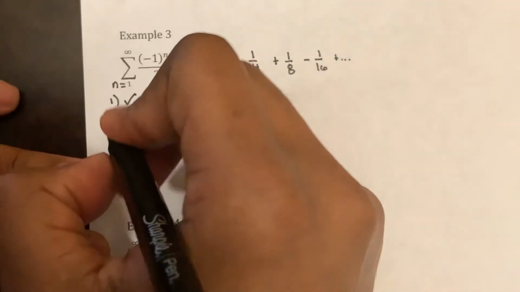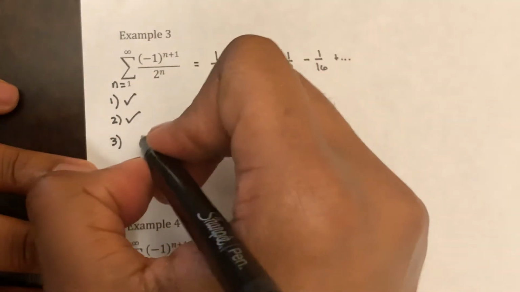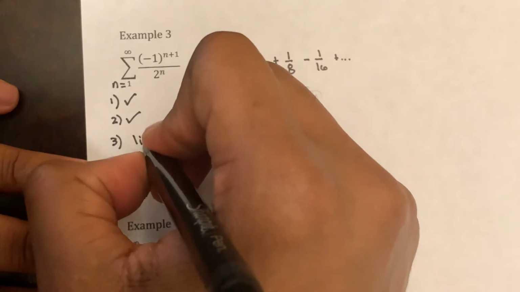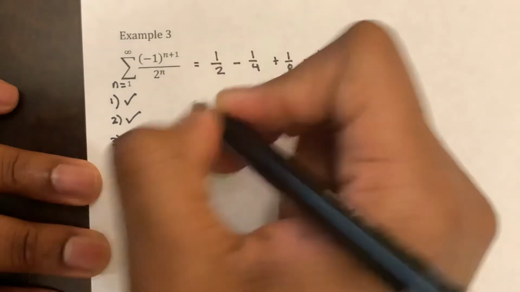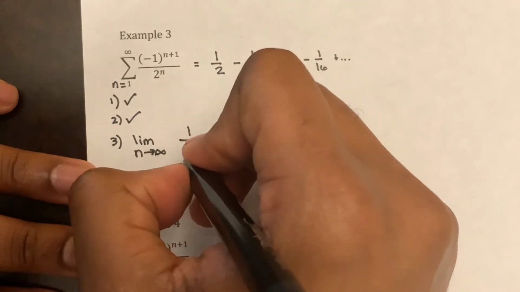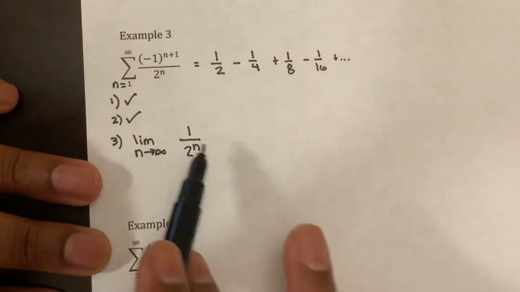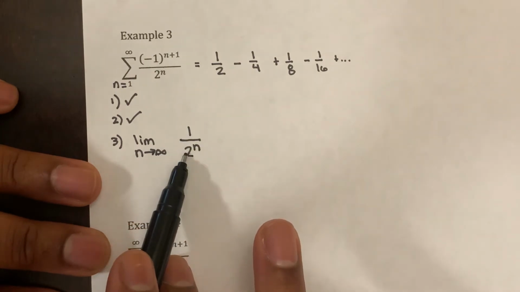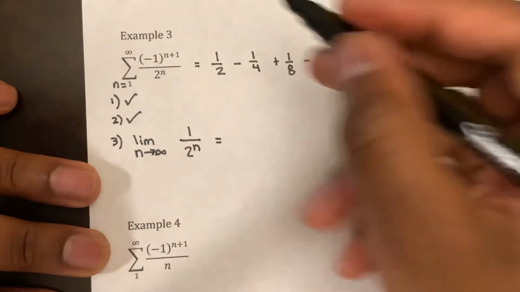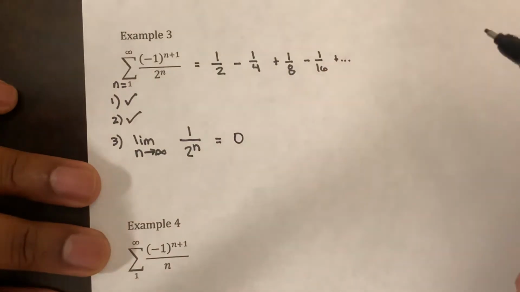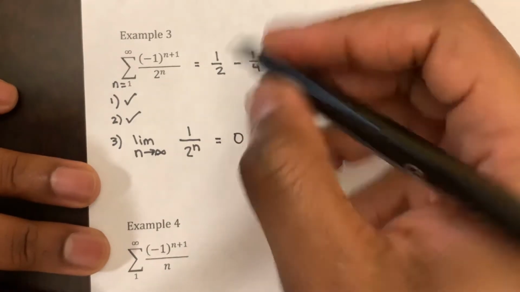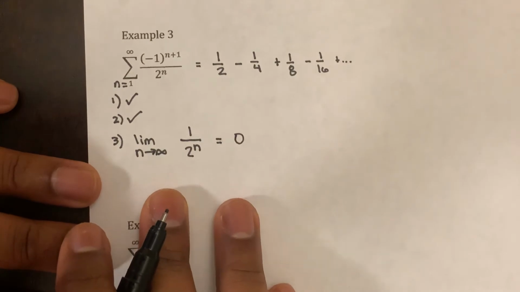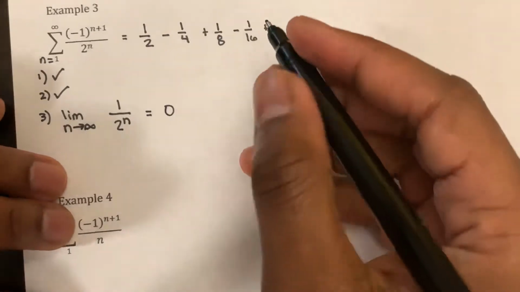So if we're checking: 1, the terms alternate in sign; 2, the terms decrease in magnitude, clearly; and 3, the limit as n approaches infinity of 1 over 2^n. Clearly, if you divide 1 by 2 to a progressively larger number, you're going to get 0. So this limit is 0. So right now we know it is convergent by the alternating series test, but now we can check for absolute convergence.